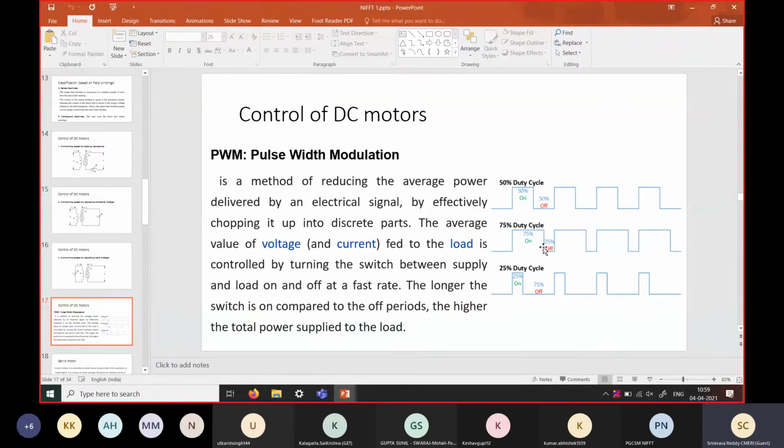Suppose it is 100% off, that means the voltage supplied is 0. When it is 100% on, the voltage supplied is equivalent to the source voltage. When a 50% duty cycle is applied, the voltage will become 50% of the input voltage. Respectively, you can choose any percent of the duty cycle. For doing all this, we need some kind of microcontrollers.